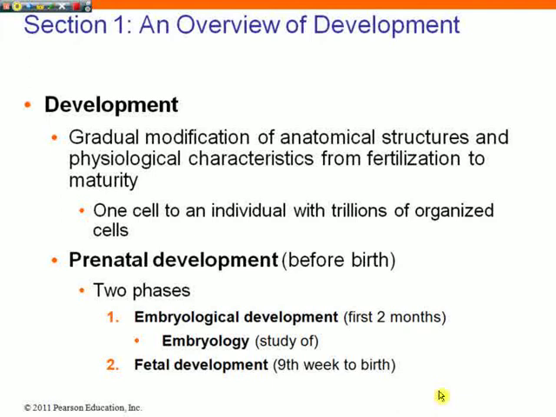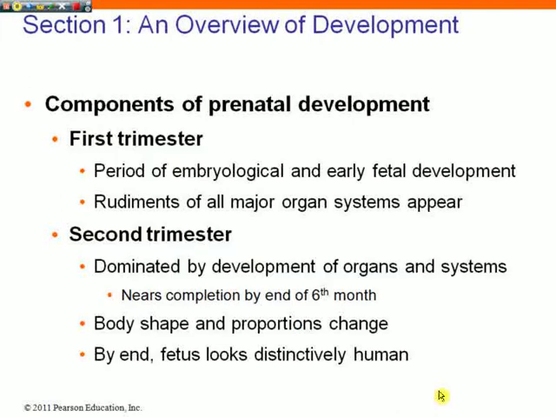In the first 2 months of pregnancy, or gestation as it's called, is considered the embryo or embryological period. And from the 9th week to birth is fetal development. Prenatal development is divided into 3 sections called trimesters. And the first trimester is when there's early embryological and fetal development.